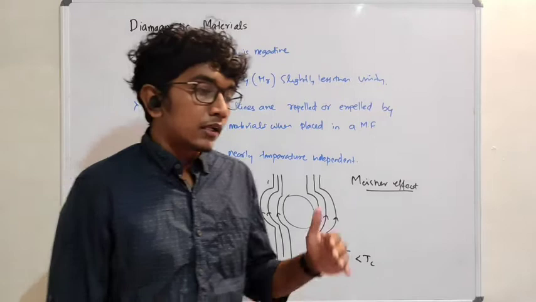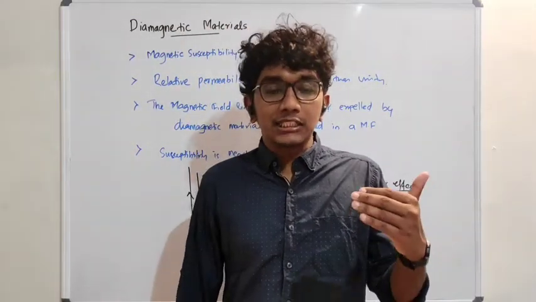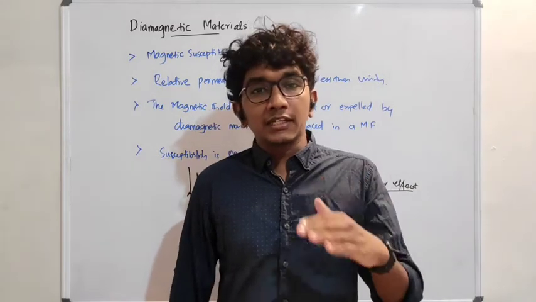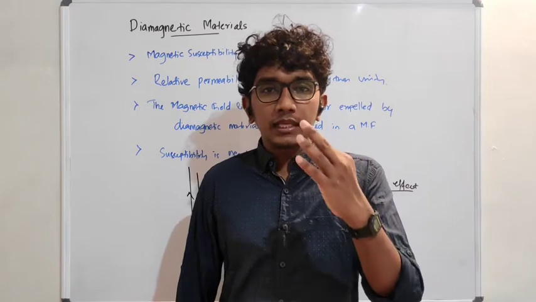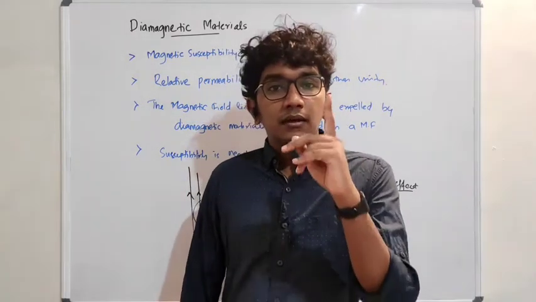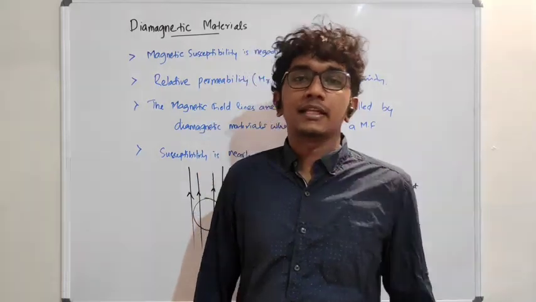According to how the materials behave with respect to an external magnetic field, we have divided the magnetic materials into three types: first one, diamagnetic material, paramagnetic material, and then ferromagnetic material.